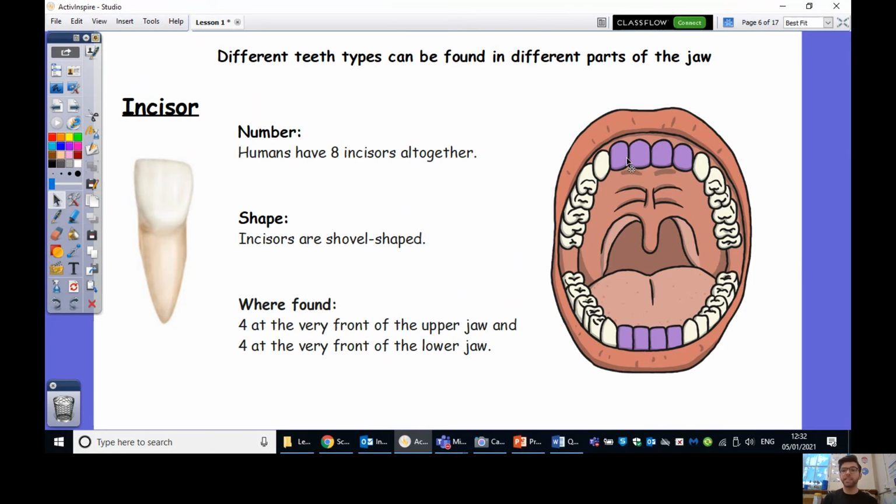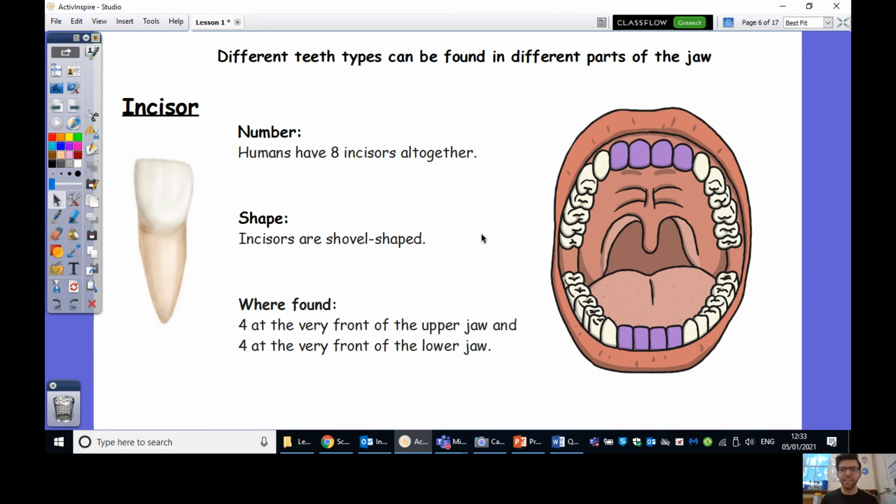You can see on this picture here where they're positioned. Incisors are shovel shaped, which means sort of like a spade, the same kind of shape as a spade. And they're found 4 at the very front of the upper jaw and then 4 at the very front of the lower jaw here.